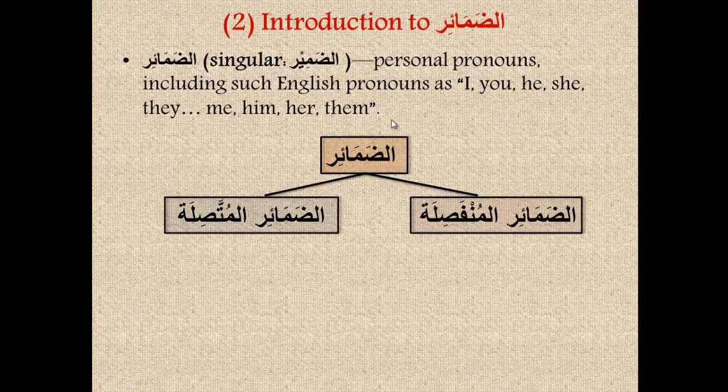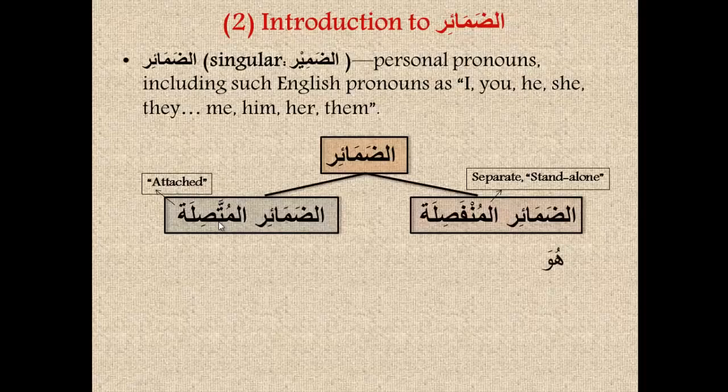What do these categories mean? Al-Munfasila means separate or detached. Al-Dama'ir al-Munfasila are what I would call standalone pronouns. These are pronouns that are not attached to any other word. They exist as standalone units. In contrast, Al-Dama'ir al-Muttasila are attached pronouns. That's what the word al-Muttasila means. These are pronouns that are joined or annexed to other words.